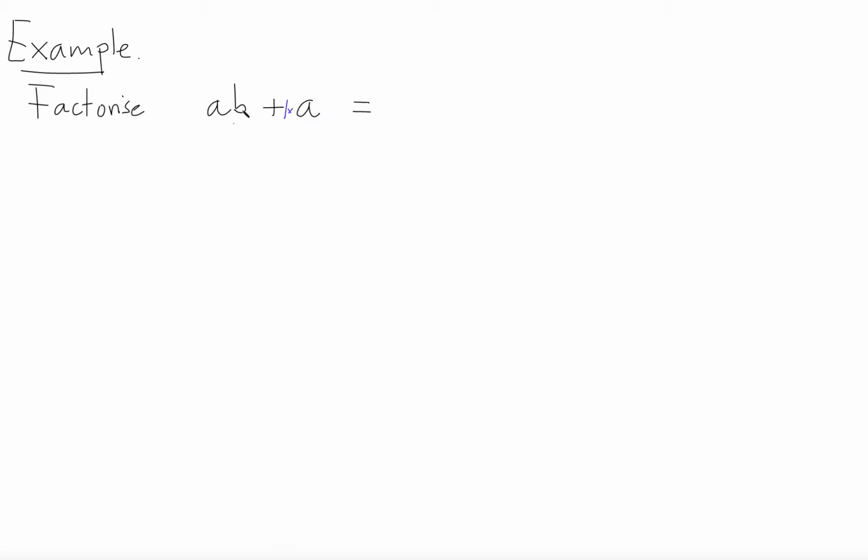So what's common to both these two? Well, it's A, look. So let's take the A out the front, because it was common to both these two terms. Now what do we need to multiply AB by? What do we need to multiply A by in order to get back AB? Well, we need to multiply it by B, because if we multiply A by B, we get back AB.